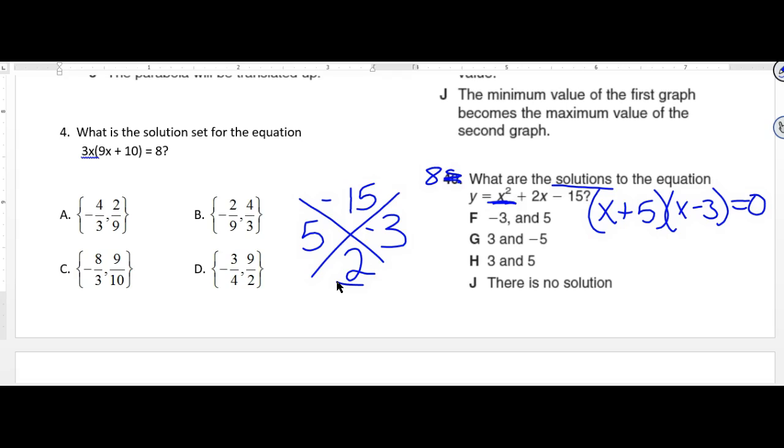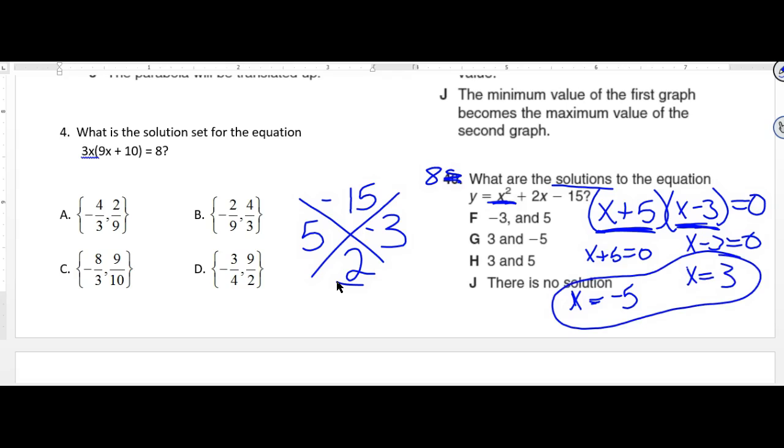To go from factors to solutions, we have to think this or this has to be 0. Well, if x plus 5 is 0, then we know x has to equal -5. If x minus 3 is 0, then x has to equal +3. So our solutions, -5 and +3, G. You can graph that, or you can use quadratic formula also.